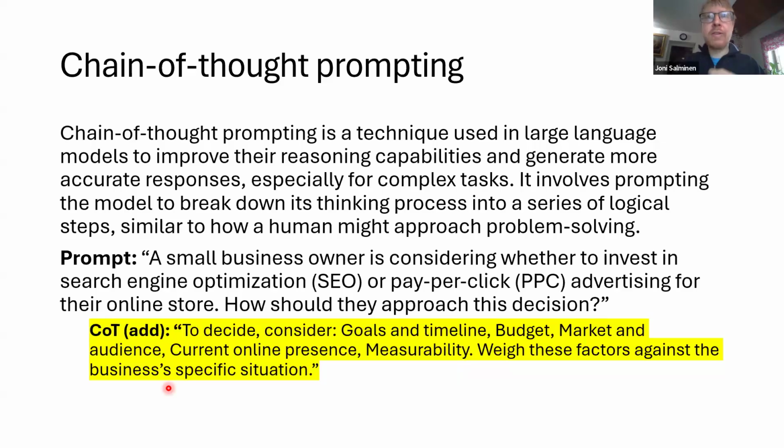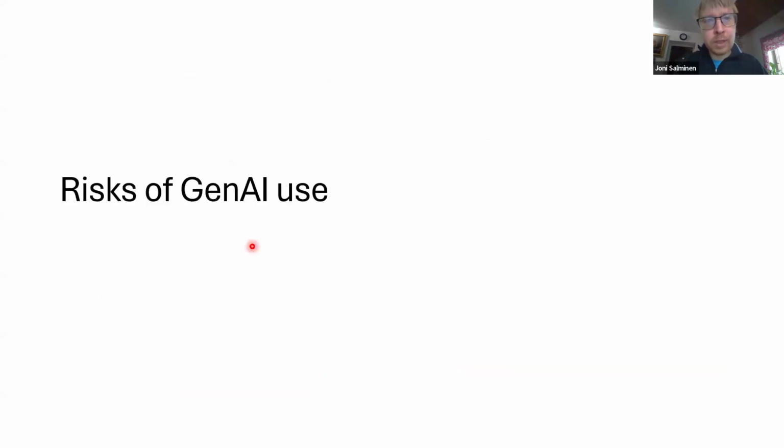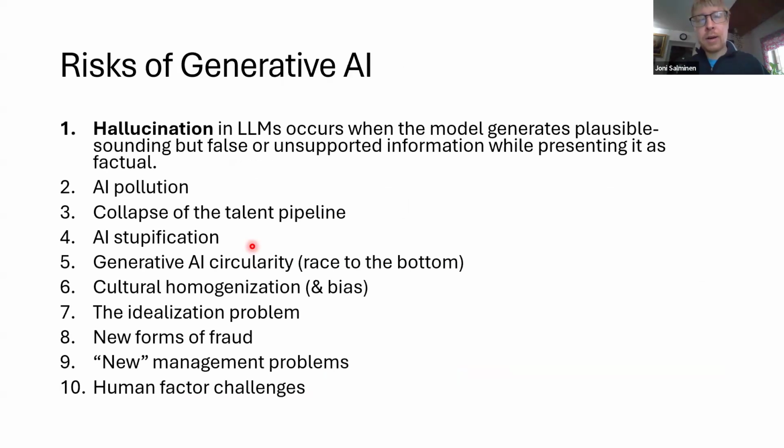So chain of thought prompting contains the steps for the solution. Sometimes it can be helpful if you want a more structured solution for your prompt. Okay, now we are pretty much out of time.